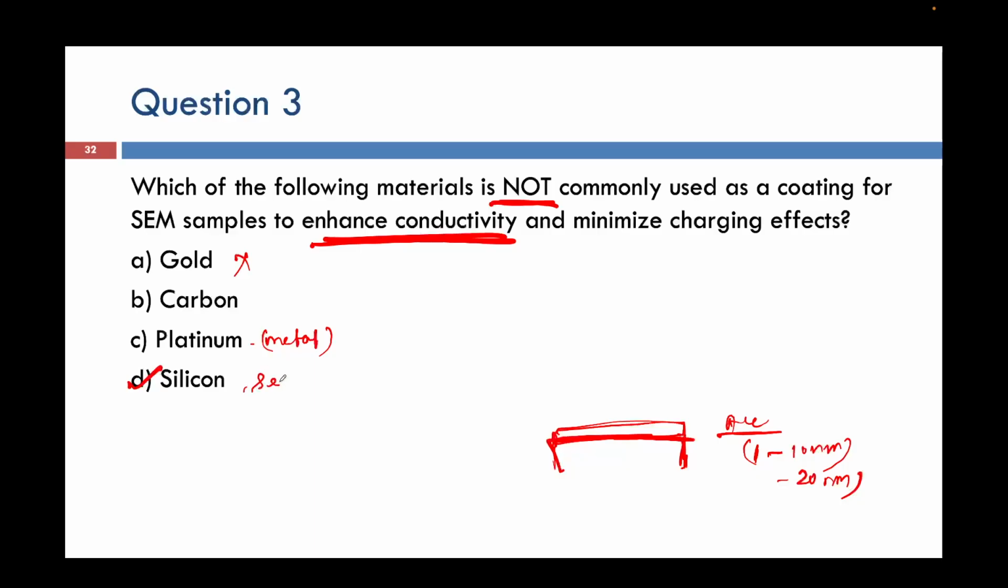Silicon, why? Because silicon is a semiconductor. Semiconductor means we have to give some energy, I think it is 3.6 electron volt, the gap between the conduction band and valence band. So that is why silicon is the correct answer. Like not commonly used. All the other three, mostly gold is used. Carbon, platinum are also used according to the requirement.